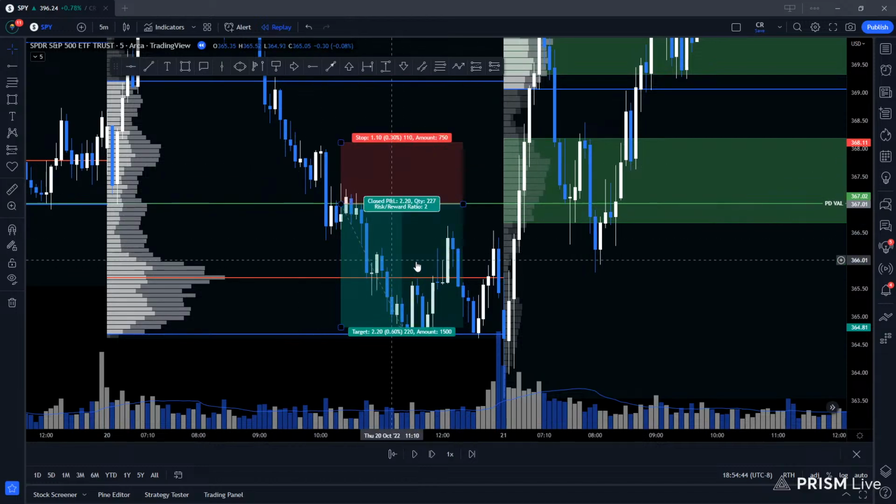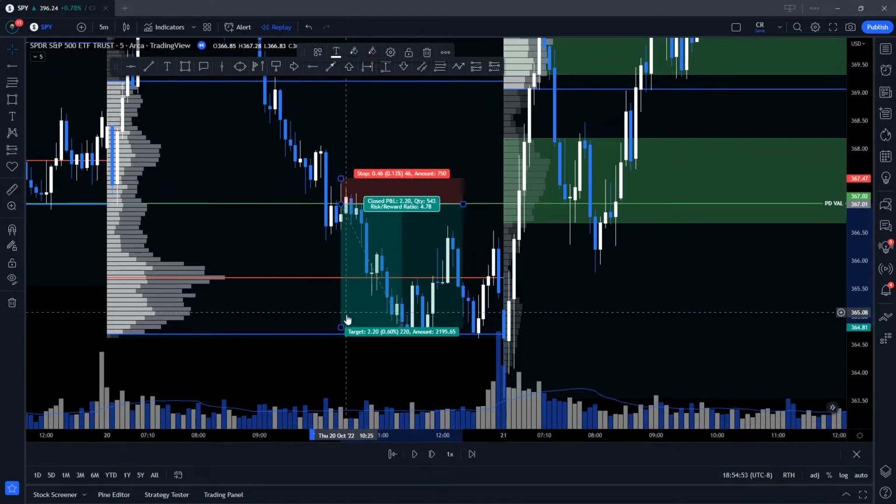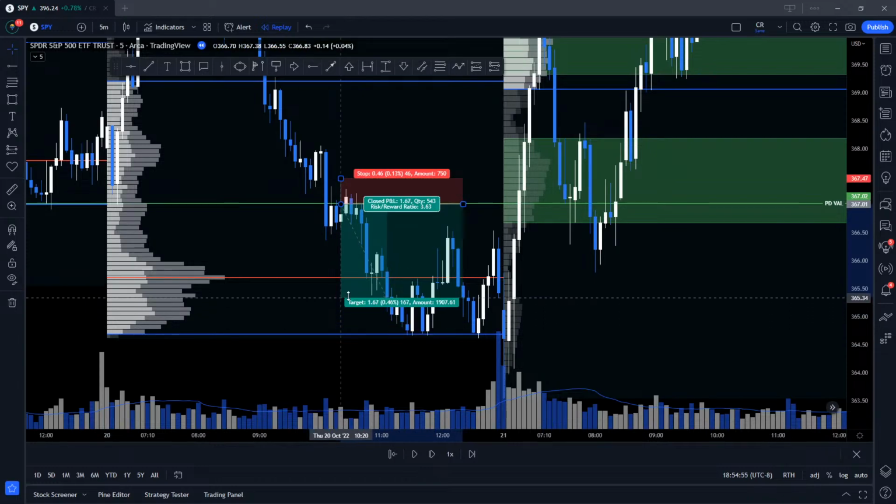So hopefully this makes a lot of sense to everybody. Every single trade, you want to set your risk and your reward. And sometimes, your reward might be more than 2-to-1.